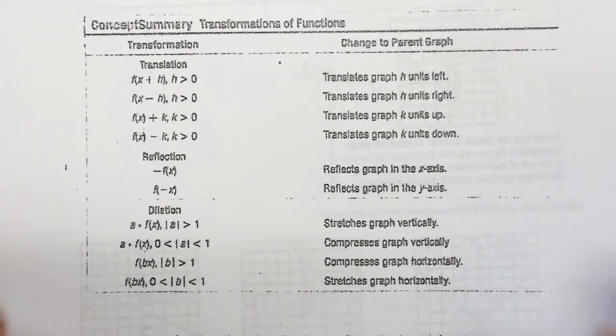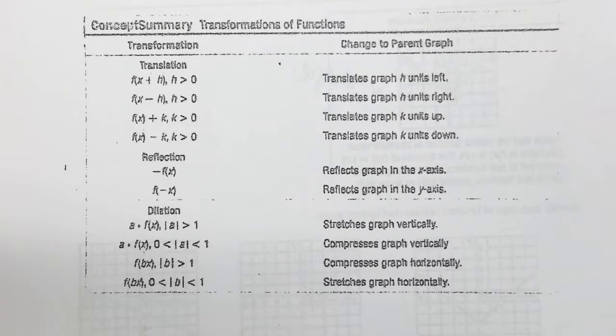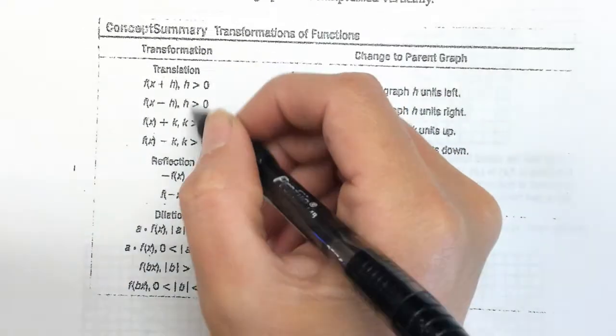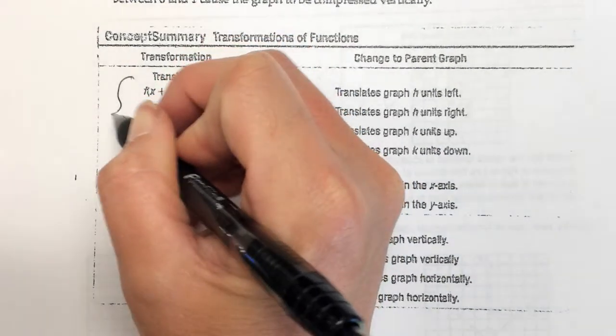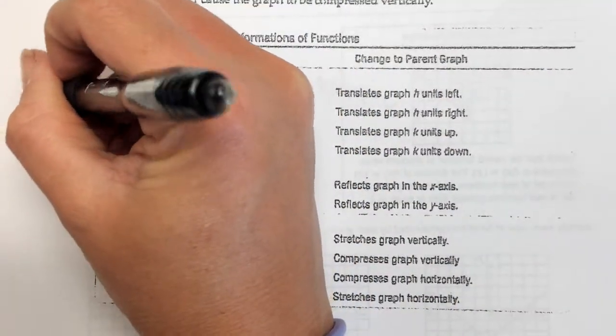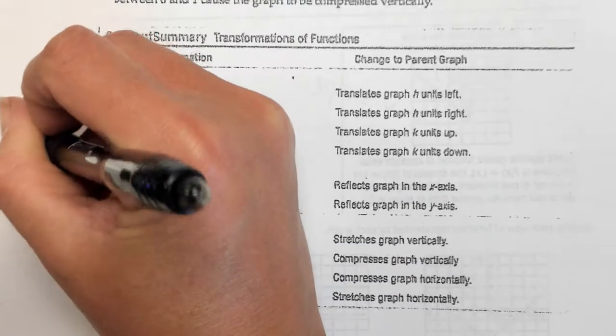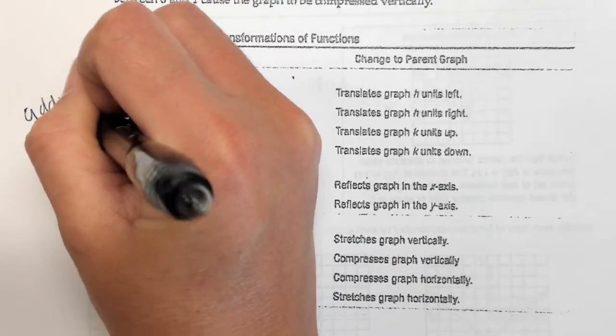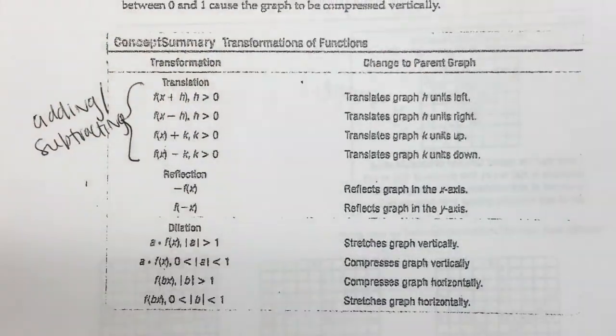Alright, you'll flip it over. This is what you'll have to memorize. Mainly this part. But like I said, we're going to work it so much today you'll have it memorized. Okay? There's 3 types of transformations. There's a translation, a reflection, and a dilation. The translation, these 4, is when we're adding or subtracting something to our function. Adding or subtracting. That's called a translation.